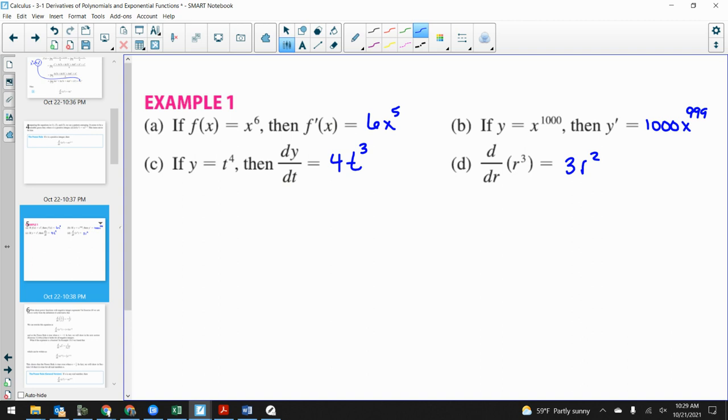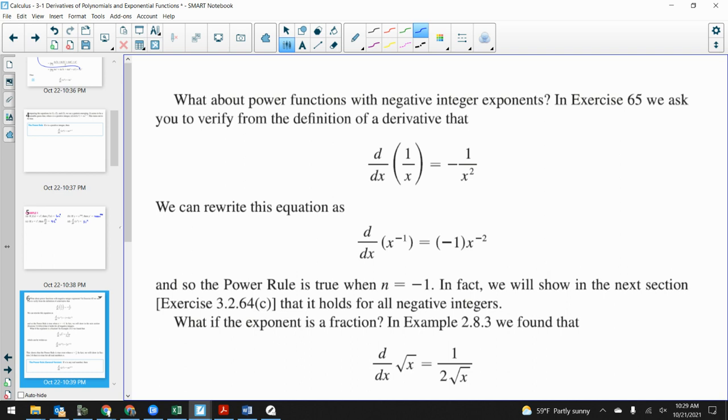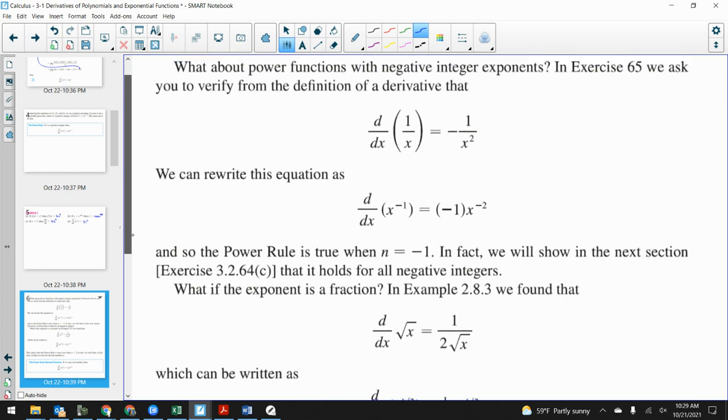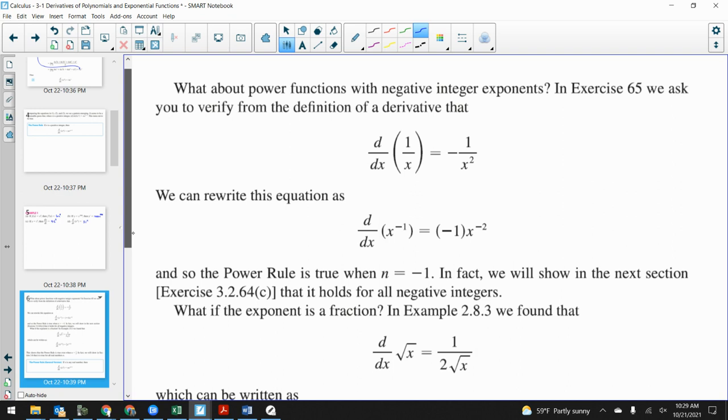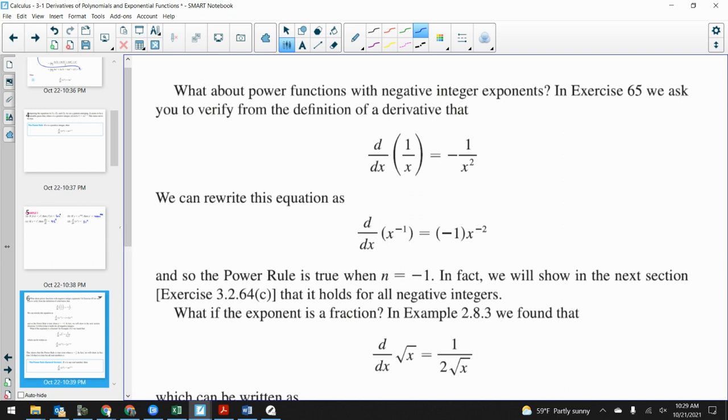Okay, so that's for positive integers, right? So what happens if it's a negative integer? Let's take a look at it. What about power functions with negative integer exponents? Take a look at, looks like we did this in a problem in the book. In exercise 65, we ask you to verify from the definition of a derivative that d over dx of 1 over x is negative 1 over x squared. We can rewrite that as negative 1 over x to the negative 2nd power.